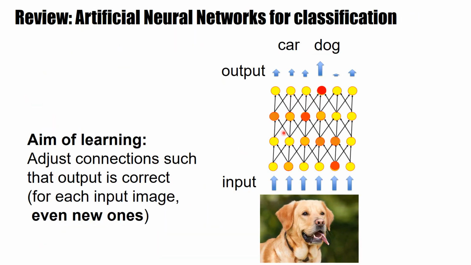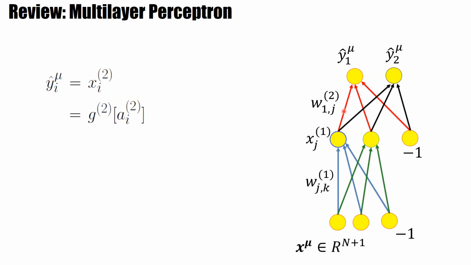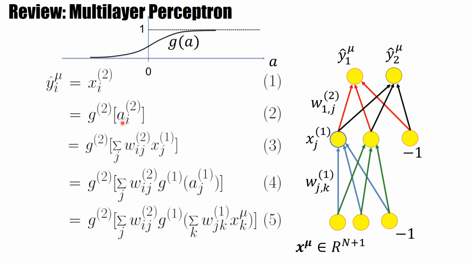In deep learning, we use an artificial neural network with many layers. The aim of learning is to adjust the connection weights such that each input is correctly classified, and this must be true not just for images in the training base, but also for future data. In each layer, neurons perform a nonlinear transform, which I call G of A. This is the G in the second layer. This activation itself is given by the sum over the outputs of neurons in the first layer, and neurons in the first layer also have their own gain function, their own transfer function.